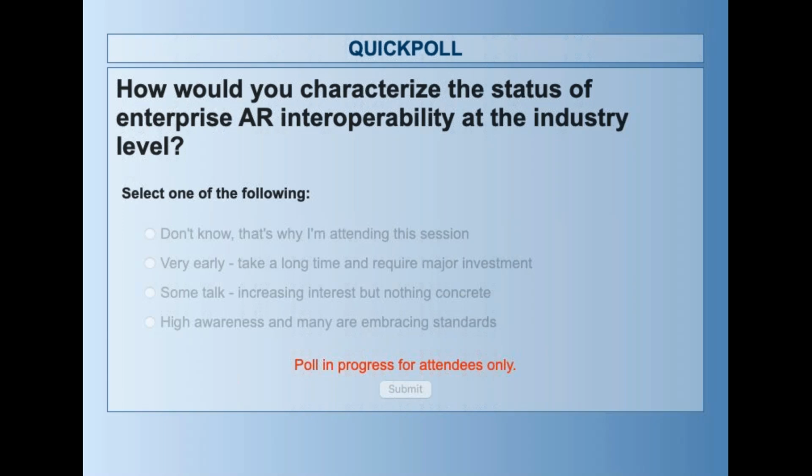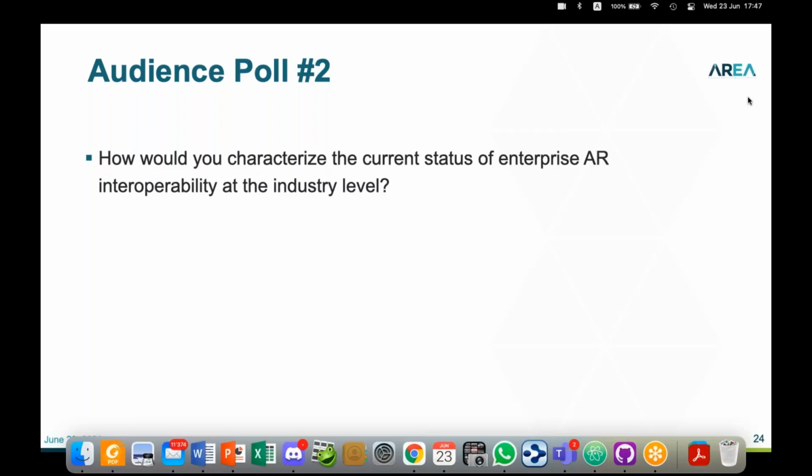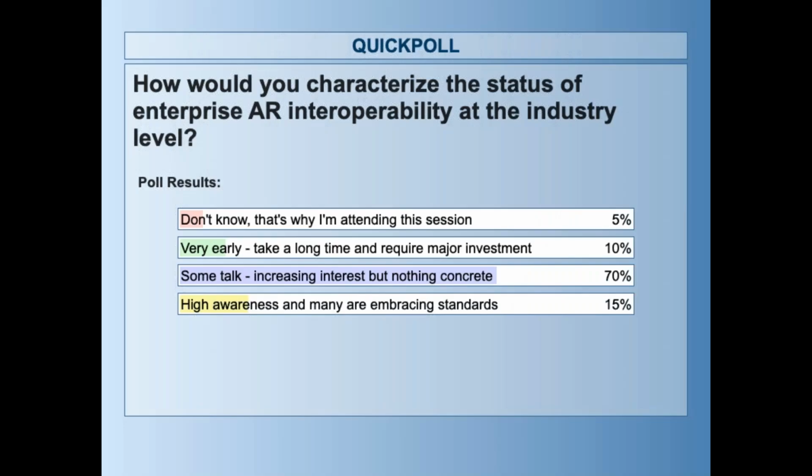Well, it's really clear from what I'm seeing. I can see in the background what you're voting. It's hard to imagine that this is going to change. So I'm going to go ahead and close the poll now. It's been about one minute. I'm going to share the results on your screen. So it's interesting. Within Enterprise AR, it seems like there's some interest, but people are still a little cautious.